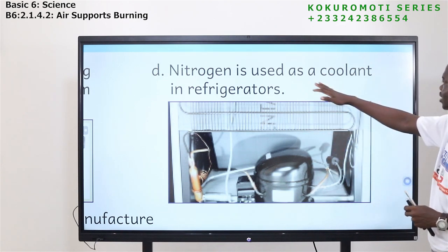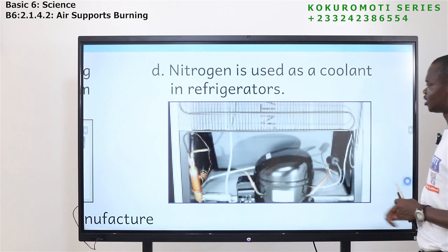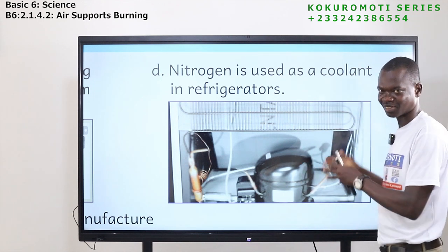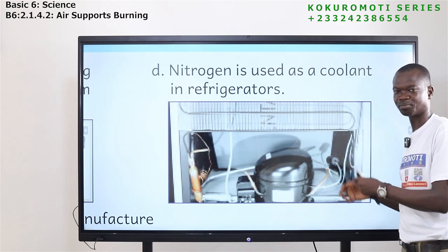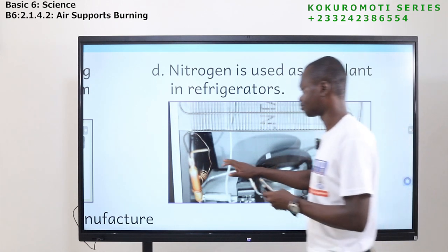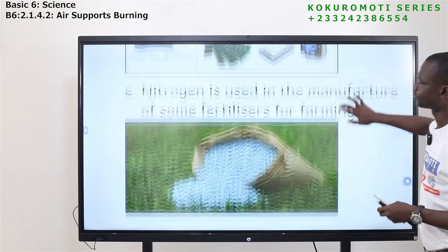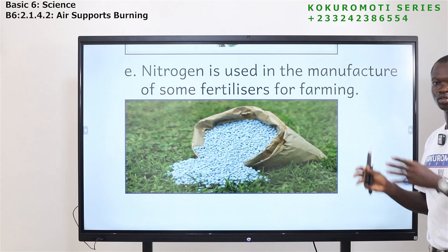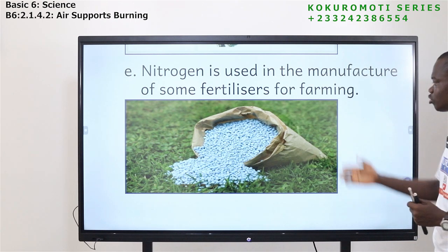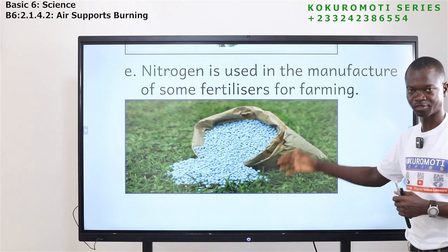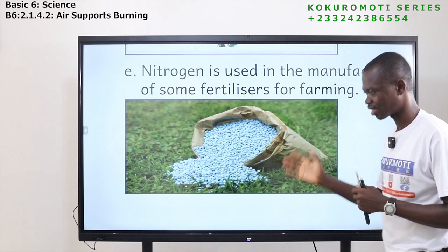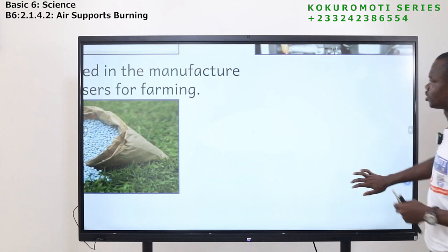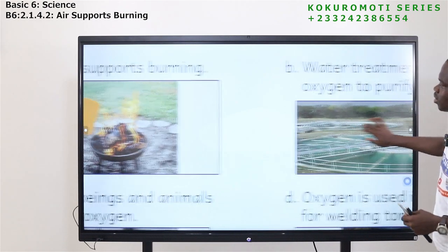Here too, nitrogen is used as a coolant in refrigerators. So if you have a fridge, you see at the back of the fridge they have some things there. Yes, so nitrogen is there. Those things help the fridge to produce cool air. Okay, another use of nitrogen is fertilizer. Those who manufacture fertilizer, they use nitrogen to manufacture fertilizer. You know, we use fertilizer to fertilize our soil, to make the soil rich for plants. Okay, so that is nitrogen.